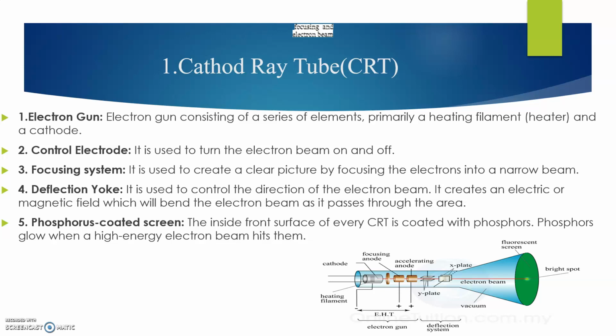Phosphor coated screen: the inside front surface of every CRT is coated with phosphor. Phosphor glows when the high energy electron beam hits them. You can look at the figure. All the elements of that particular figure I have explained.